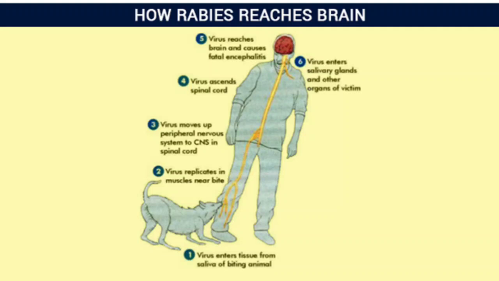Then they spread via the centrifugal route to various organs or tissues like the salivary gland, followed by the pancreas, kidney, heart, retina, and cornea. They are also shed in saliva. Then they cause different pathological changes in the patient because of damage to the brain neuronal cells.